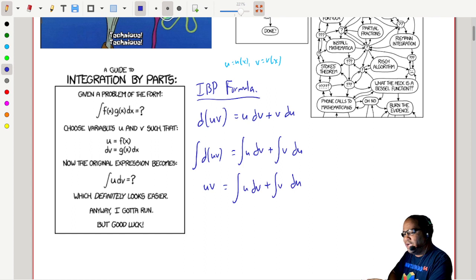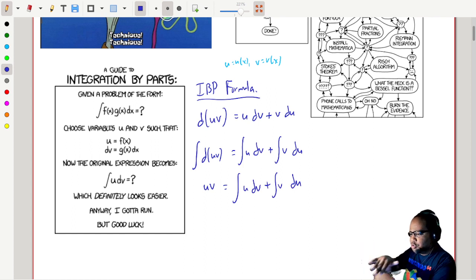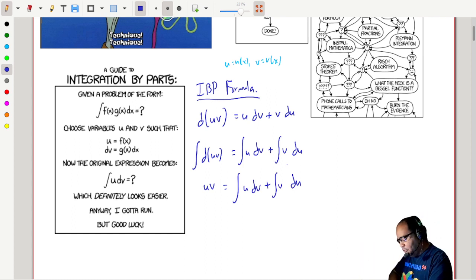And I want to go ahead and subtract that second integral over and do some shuffling. And what we'll have here is that the integral of u dv is equal to uv minus the integral of v du.